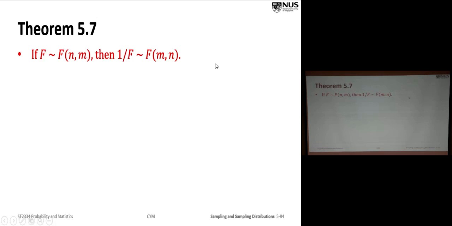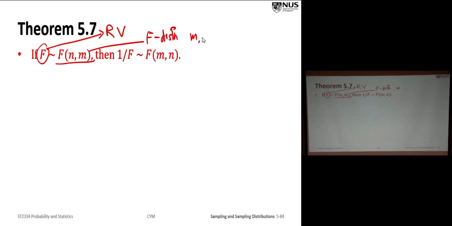This has to do with the properties of the F distribution. If a random variable, and I'm a little bit confused about the notation, this refers to a random variable, I call it F. This one is a distribution, F distribution with parameters m and n. All right? So that's what it means. And how about this one? Oh, sorry, n and m. I follow this one.